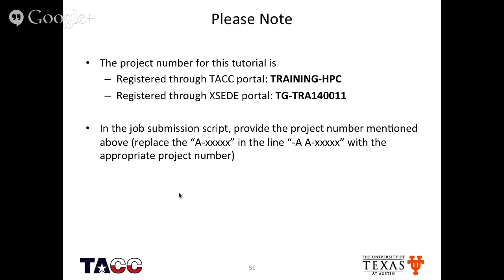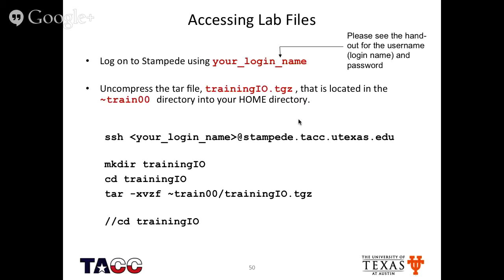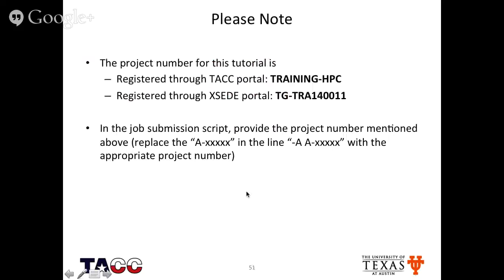I hope you all received your project numbers. So just in case you missed that, if you registered through the TACC portal, please use training-HPC, and if you registered through the XSEDE portal, please use TG-TRA140011. And after you untar the directory, like training.io.tgz, you will see that there's a script in there. Inside the script, you may mention your account number.